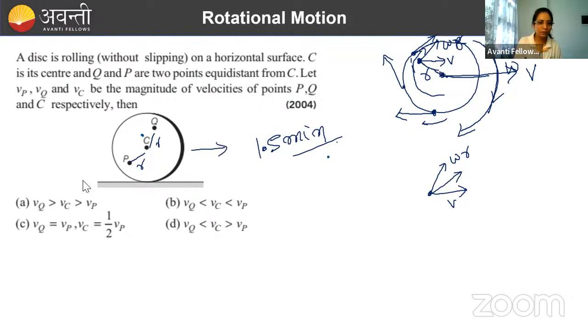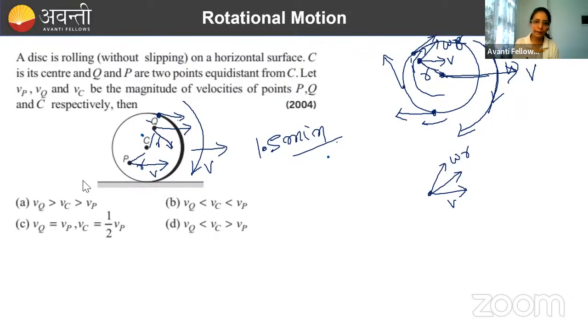So if it is going forward with velocity v, point Q will have velocity because of translation in this sense. Point P will have velocity in this direction because of translation. Then both will have the same because of translation. Now come to the rotation. If it is going forward, then it must be rotating like this. So if this is the sense of rotation at this point, if you draw the tangent at this point, its velocity will be somewhere here.